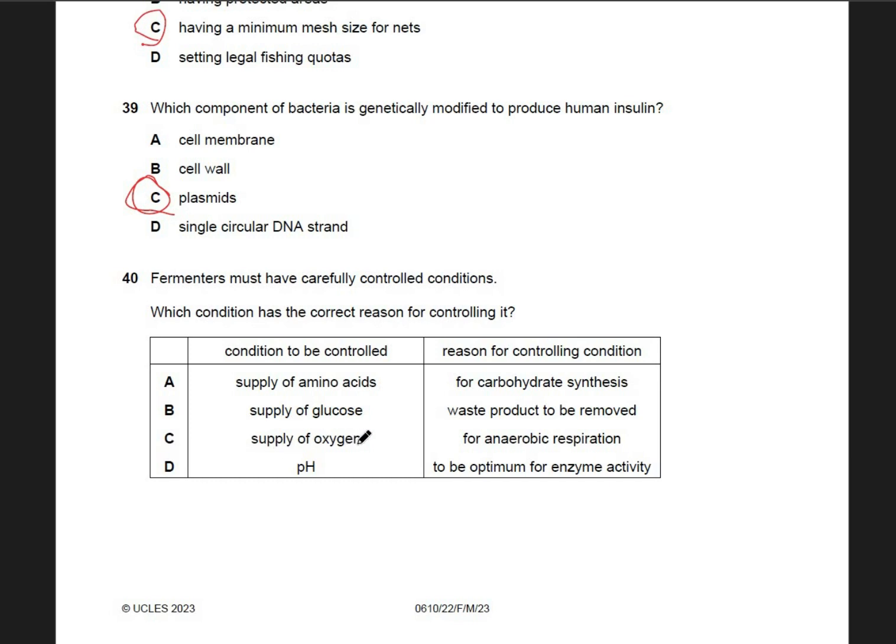Option C says supply of oxygen. This also need not be controlled. So the factors that need to be controlled are pH and temperature. So in this case, pH is a suitable option to produce optimum enzyme activity. All right. So we need to control the temperature, pH, and pressure of the fermenters, not the nutrients present in the fermenters.